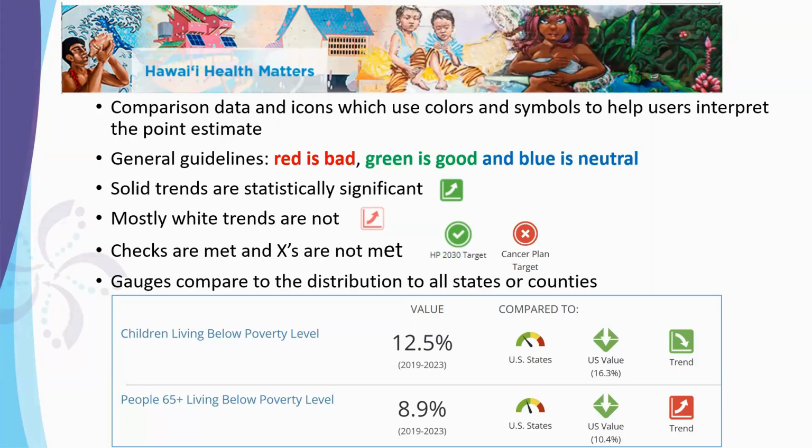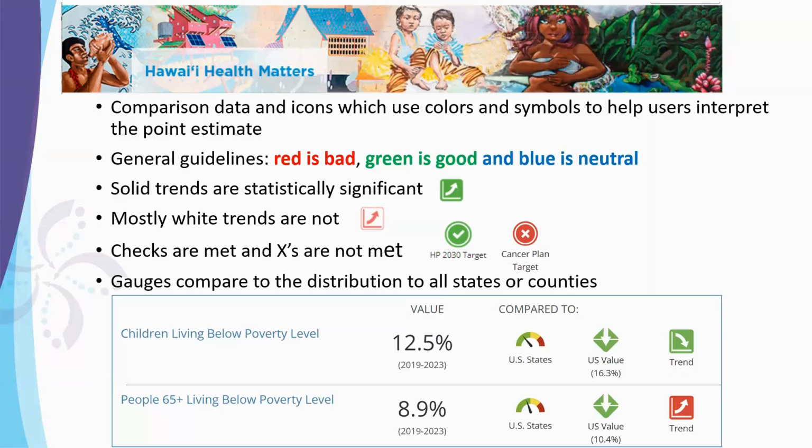And you'll also see these green checks and red X's, and those mark indicators that have target values. It shows you the ones where we have met that target value and ones where we still need a little work. You may also see gauges that compare Hawaii data to US states or counties. So real quickly, we'll just walk through this example. We can see that in Hawaii from 2019 to 2023, 12.5% of children live below the poverty level. The gauge shows us that we're in the better half of the values for the state. We're actually lower than the US value of 16.3, which is good, so it's green. And this is a statistical trend downward, which is also good.